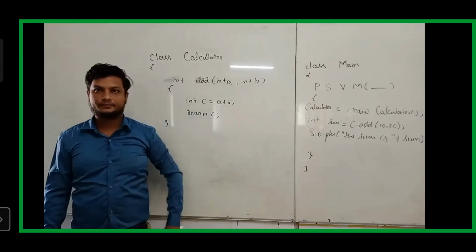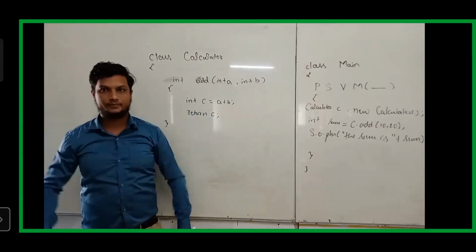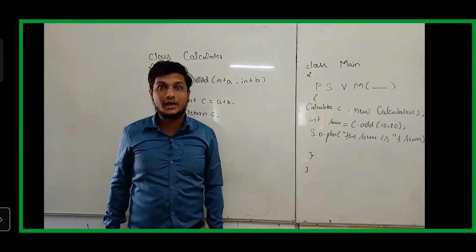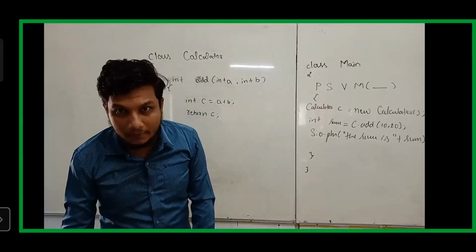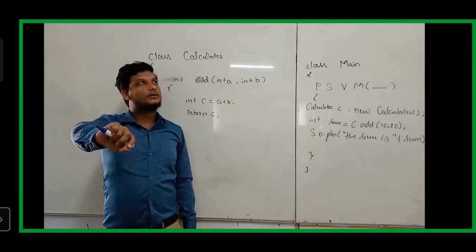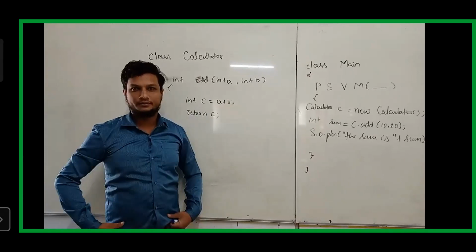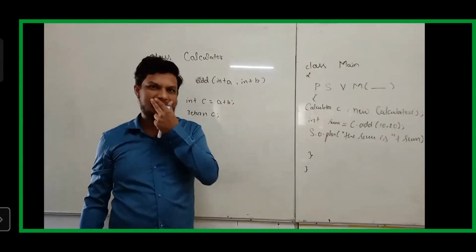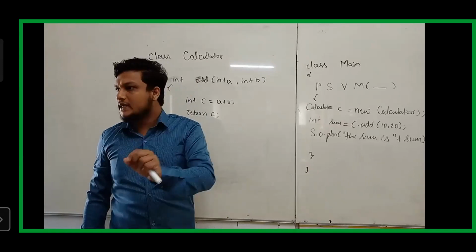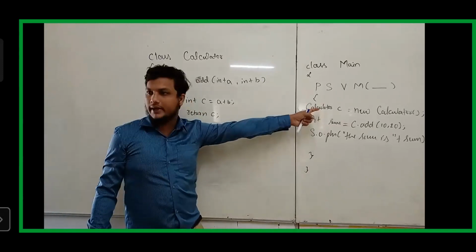Why, sir? Why can't we declare two classes as public? Miss, please wait for some 15 more classes. I'll discuss it in depth. Okay, there is one concept, I'll take that at the time. But remember, always the class that contains a main method should be declared as public.